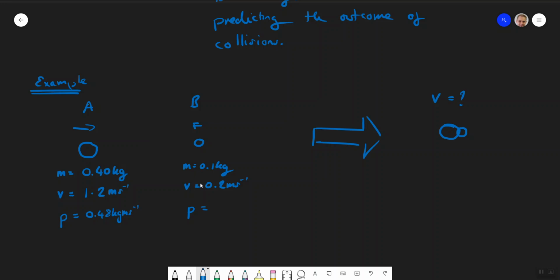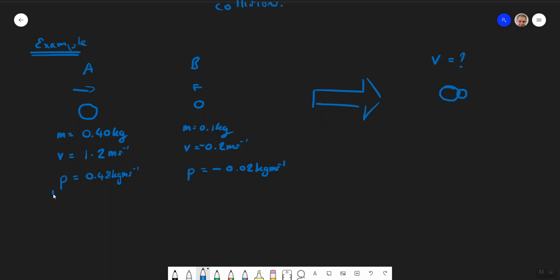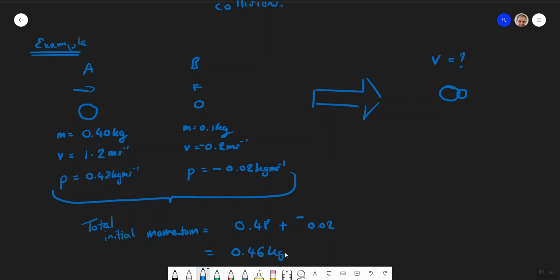However, B is going the other way, so this would have a negative velocity to show it's moving in the opposite direction. So we have a negative momentum of 0.02 kilogram meters per second. So our total momentum to start with is equal to 0.48 plus minus 0.02, which equals 0.46 kilogram meters per second. So we've got a total initial momentum which is slightly smaller because one is positive and the other is moving the other direction, so it's negative.